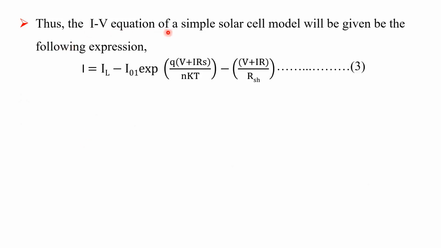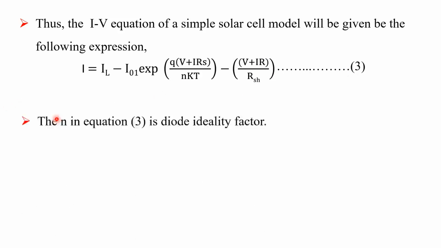Thus, the IV equation of the simple solar cell model is given by the following expression. I equals IL minus I01 exponential q(V plus I Rs) upon nkT, minus (V plus I Rs) upon Rsh, where Rsh is the shunt resistance. That is equation number 3.